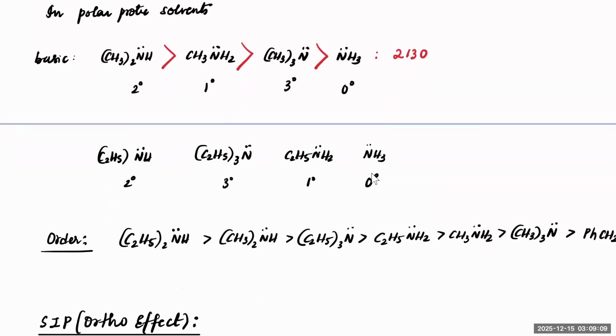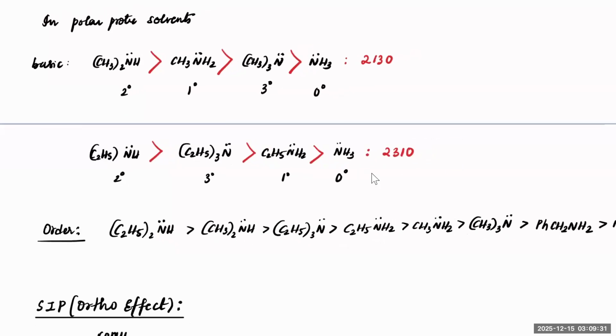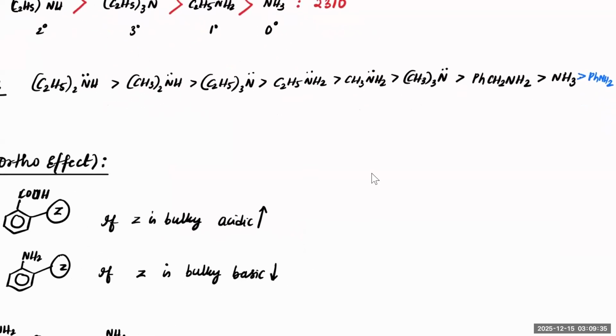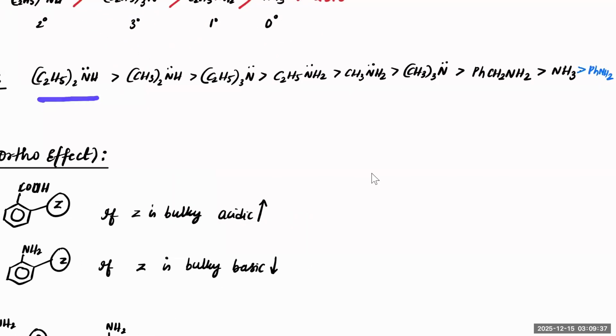Instead of methyl, if you have ethyl, then it will become 2 degree, 3 degree, 1 degree, and 0 degree. So this will be the order which you will get. So it is 2310. So remember, with methyl it is 2130, with ethyl it is 2310. Overall, if you compare the basic character here, starting with 2 degree will be more in both cases.